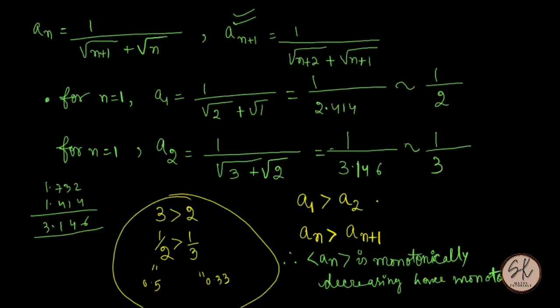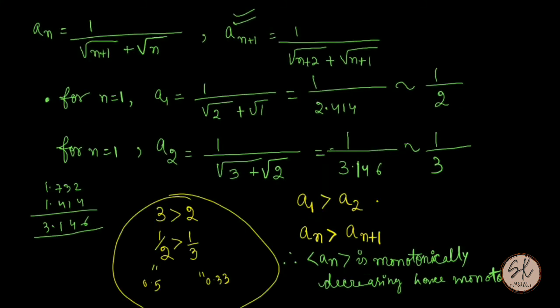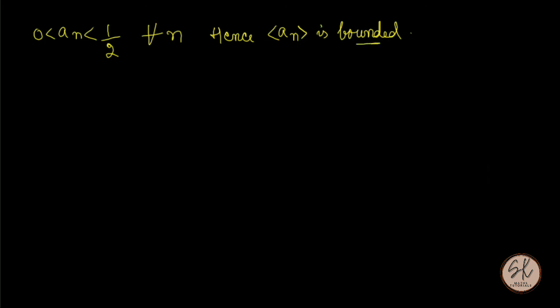Now let us proceed to the third part. Boundedness is also proved, and the third part is convergence. We know that this sequence is monotonic and it is bounded also. Any sequence which is monotonic and bounded is convergent. So the sequence a_n is convergent, and let us find what it converges to.